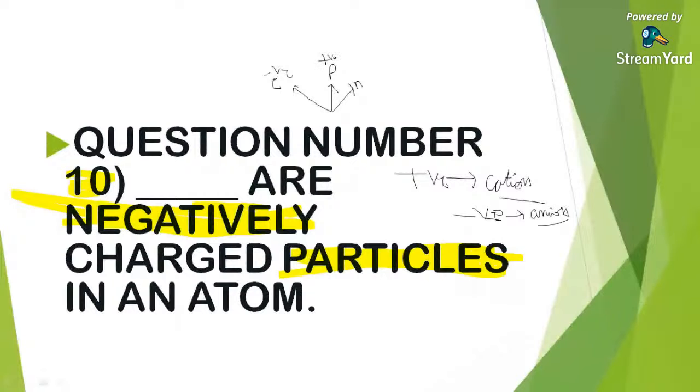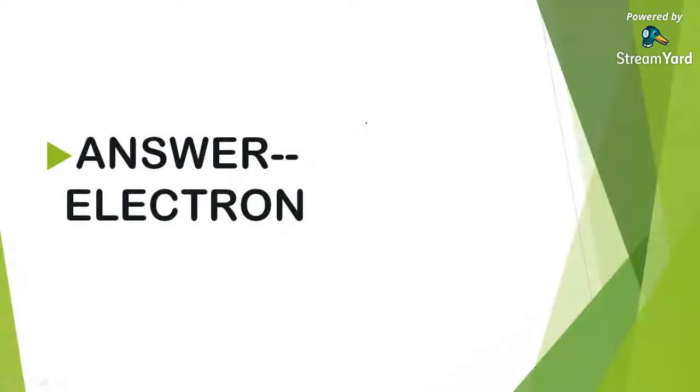So here the correct answer, and many of you are giving the answer electron. Only two or three people gave the answer positive, but many of you have given the answer electron, and electron is absolutely the correct answer. So electron is the negatively charged particle in an atom. Very good. And in an atom, proton is the positively charged particle.